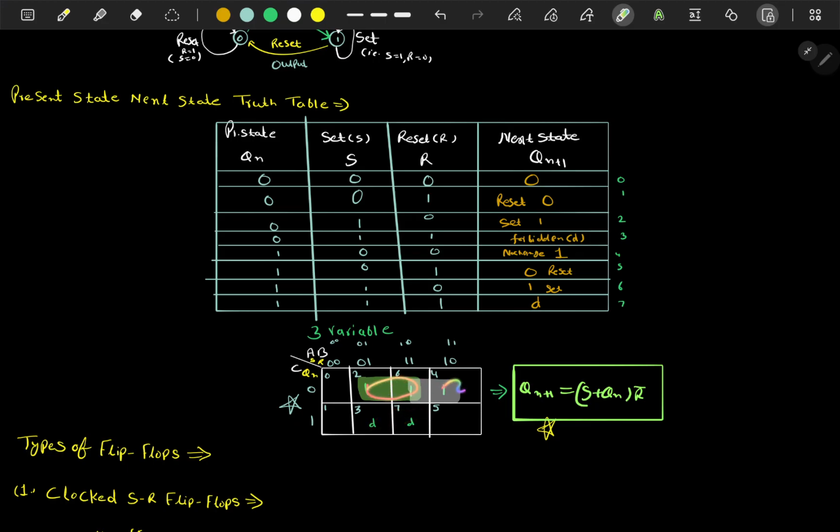So there will be two groups possible, this one and this one. What is common between these two? First of all, B means R bar, and here it will lead to 0, so R bar, because we take the sum of products. Now among these two, here also 1, here also 1, meaning S is common, and here Qn will be common in this state, this state and this state. So it leads to this K-map result: Qn plus 1 equals S plus Qn into R bar. Just remember this.